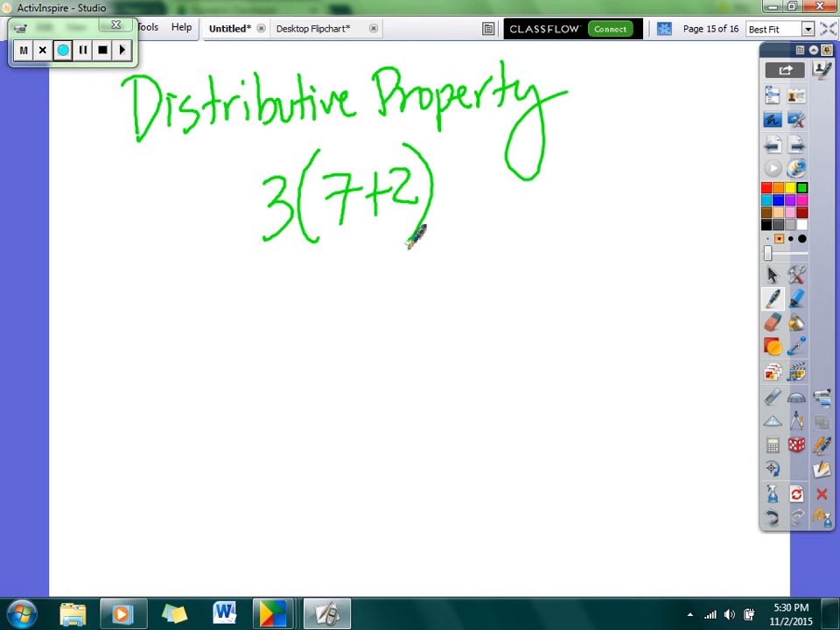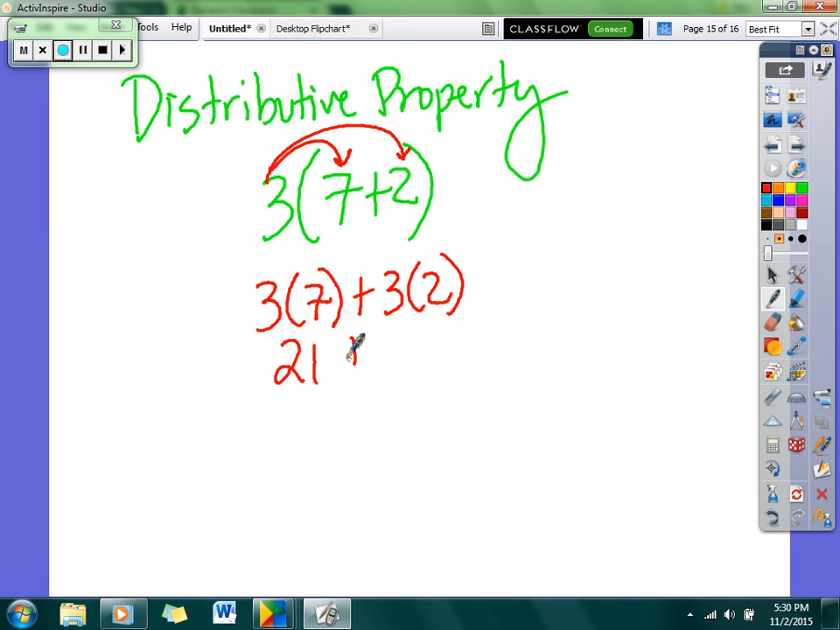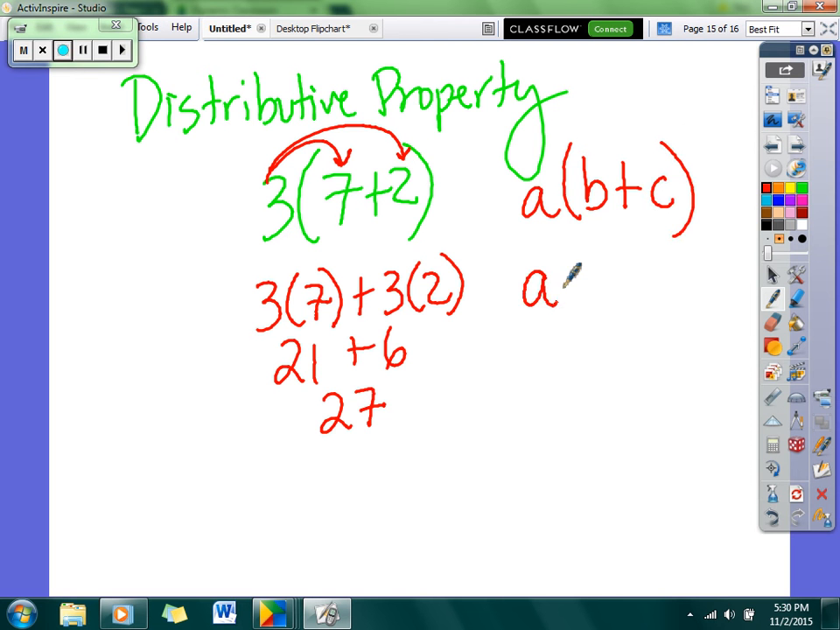The way I do this is I think of it like distributing papers. I'm going to distribute the 3 to the 7, and then I'm going to distribute the 3 to the 2. So I'm going to do 3 times 7 plus 3 times 2. This is now 21 plus 6, which is 27, which makes sense because 3 times 9 is going to be 27. If I substitute 3 for A, 7 for B, and 2 for C, that's how I start my distributive property, and that's going to be equal to AB plus AC.